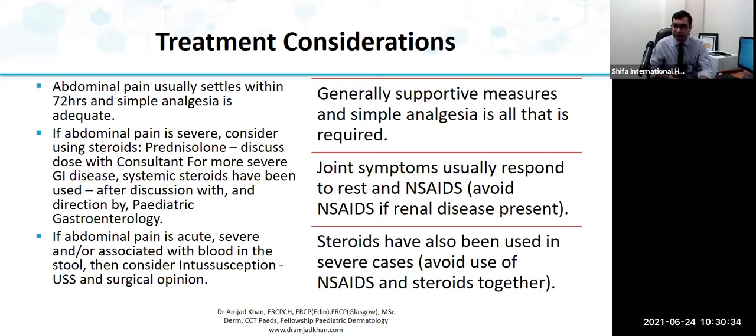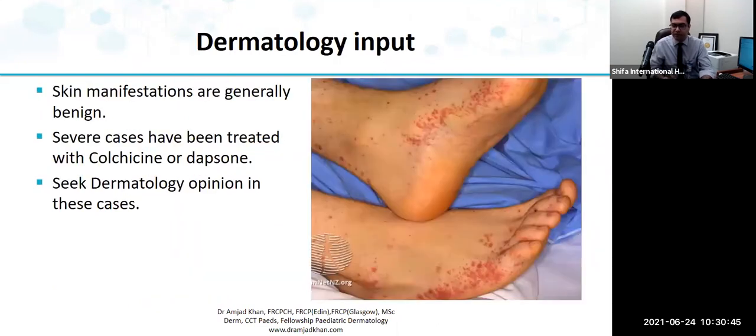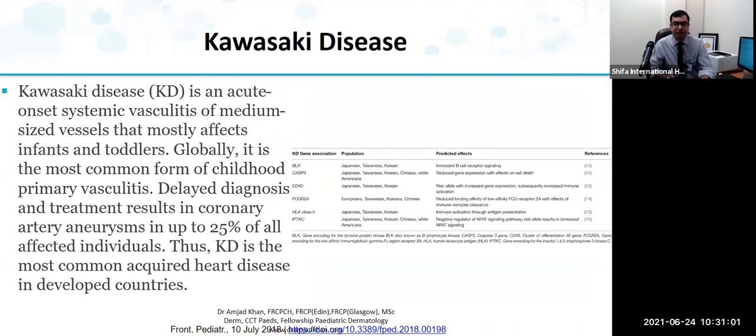Now, NSAIDs should be given or considered at least, but not if renal disease is present. So do consider renal disease always when you're treating HSP. For skin manifestations for which we are here, you can consider topical steroids, but for long-term or recurrent cases, we do use colchicine or Dapsone. But do speak to your dermatology team, and they will help out with the cutaneous manifestations.